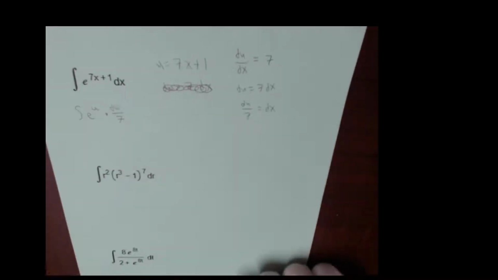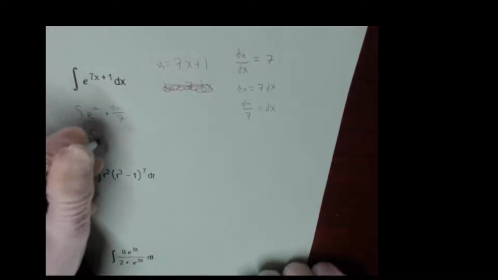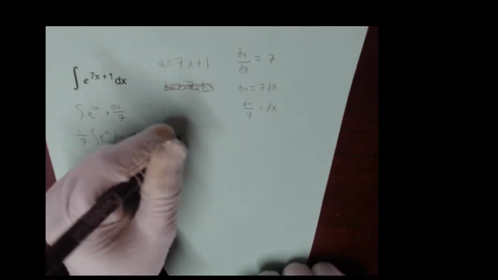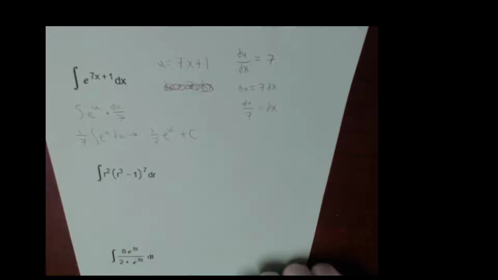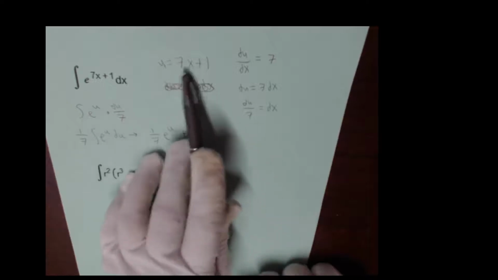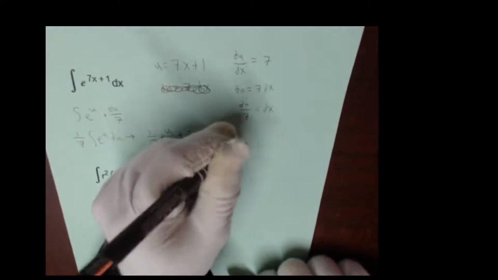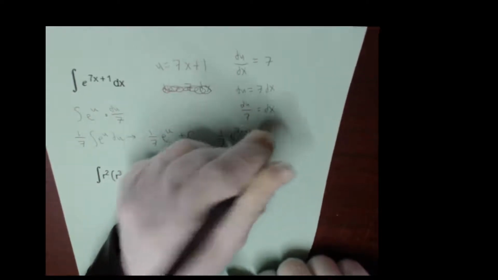Like that. All right, so we're almost there. Remember that we can pull a constant out of an integral in the same way that we can pull a constant out of a derivative. And so we have 1/7 e to the u du. And happily, the integral of e to the u is e to the u. So the answer is 1/7 e to the u plus c. And that's our answer. We go ahead and finish it up by plugging in the u substitution. So our final answer is 1/7 e to the 7x plus 1 plus c.